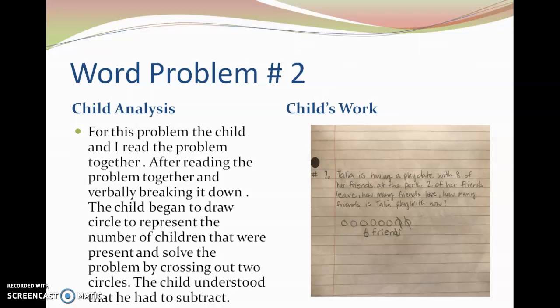in the sense that at first he started using his fingers, which was fine, and then he decided to draw circles out to represent the 6 friends, and here you can see his little circles, and he drew the number 6 to represent the amount of friends that were present, and then he crossed 2 out. So he figured out through his fingers and his drawings how many friends were left.